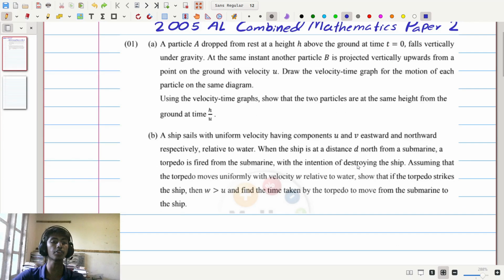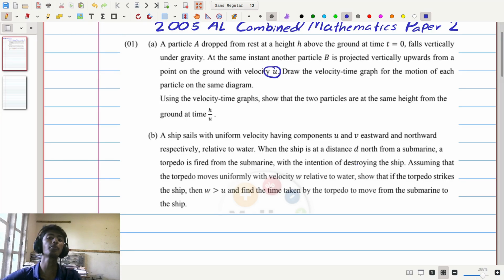Now moving on to the question, the first part of the question, part A, says a particle A is dropped from rest at height h above the ground at time t equals 0 and falls vertically under gravity. So it's basically dropped at 0 velocity and it falls down under gravitational acceleration of g. At the same instant, another particle B is projected vertically upwards from a point on the ground with velocity u.